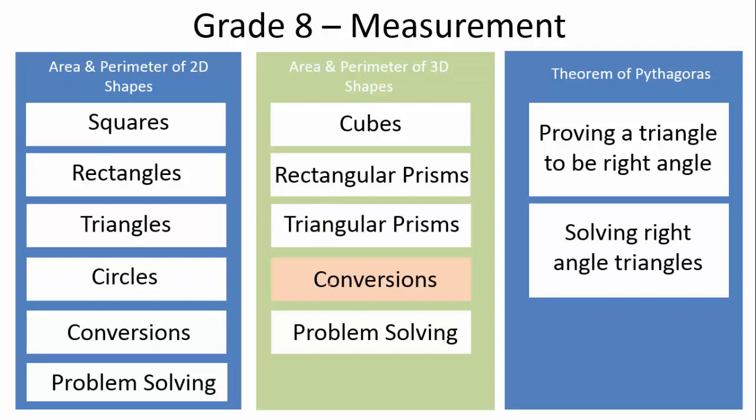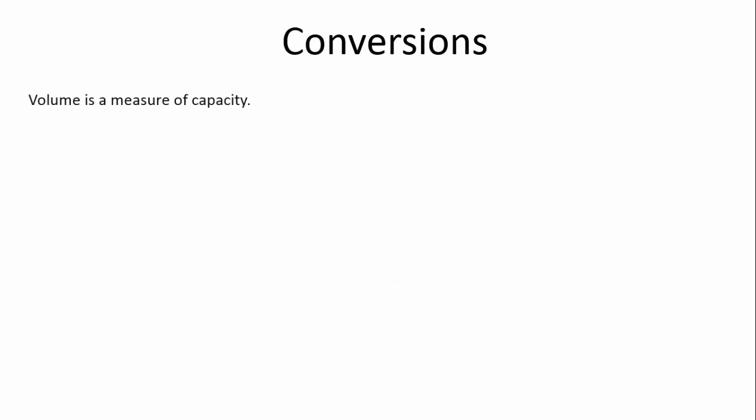Okay, grade 8, we're now going to be talking about 3D conversions, right? So let's look at the example. Volume, for example, is a measure of capacity. What I mean by that is it usually refers to a liquid's capacity. So you say you have a 2-liter Coke. The capacity of the Coke bottle is 2 liters. It doesn't always have to refer to liquids, but it normally refers to liquid capacity.